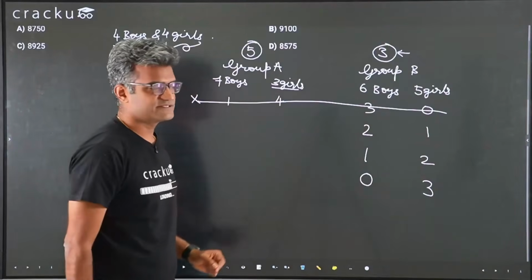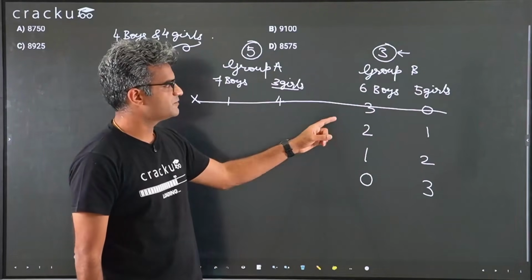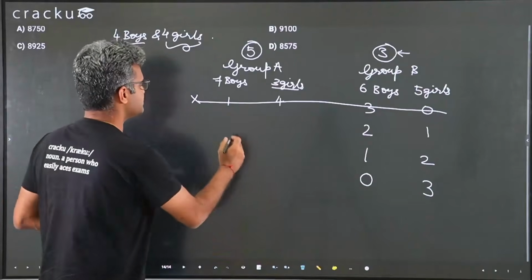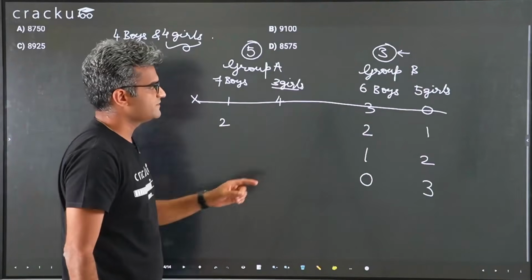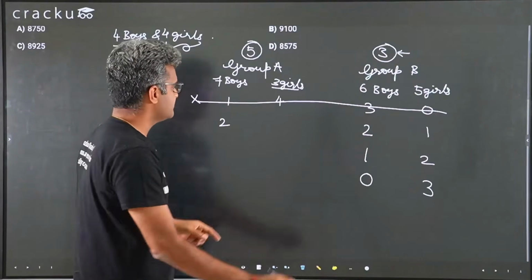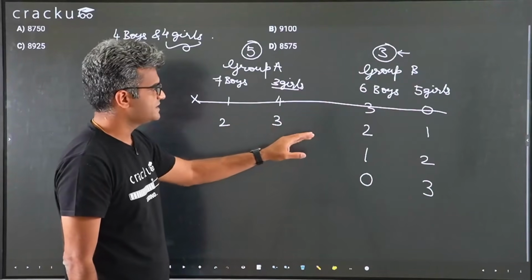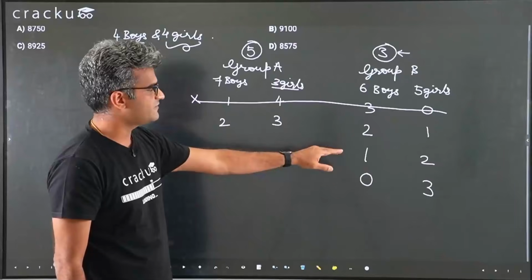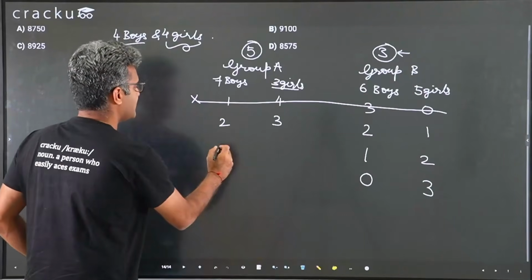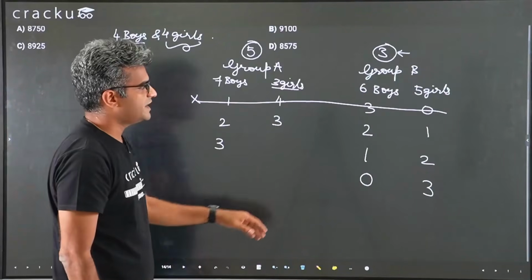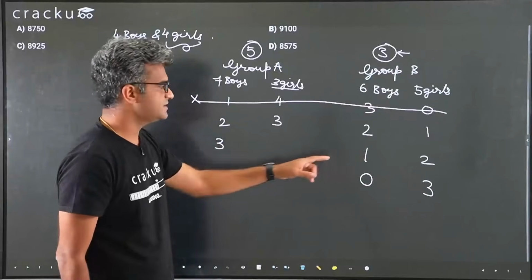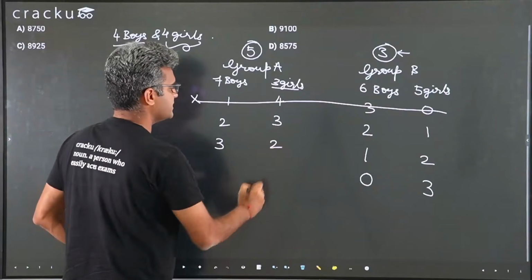What about the second case? If we have 2 boys from group B, we should have 2 boys from group A. If we have 1 girl from group B, we will have 3 girls from group A. This is one possibility. Similarly, in the next case, when we have 1 boy from group B, we will have 3 boys from group A. And we have 2 girls from group B, so we will have 2 girls from group A.